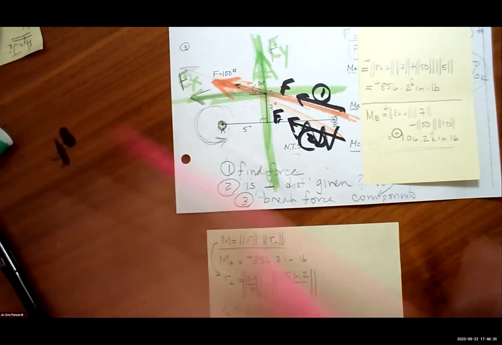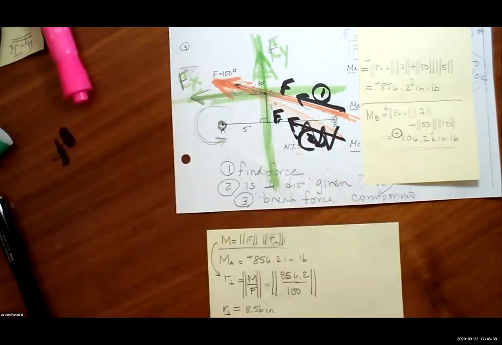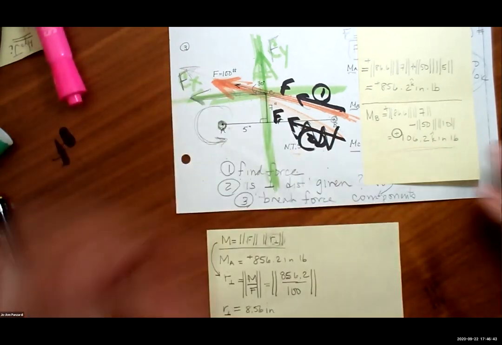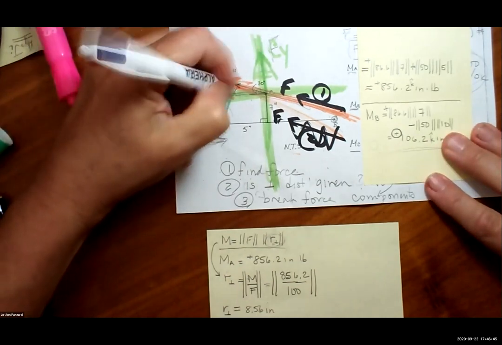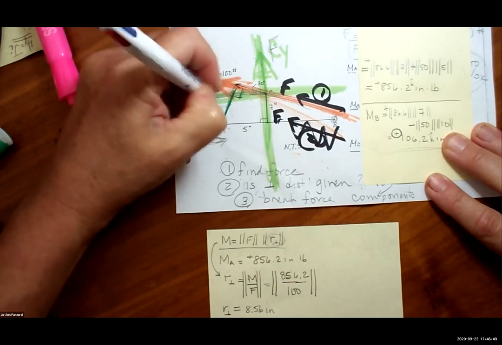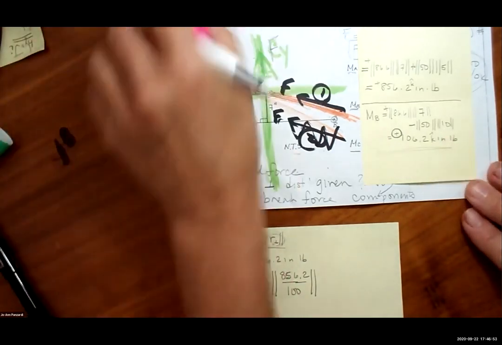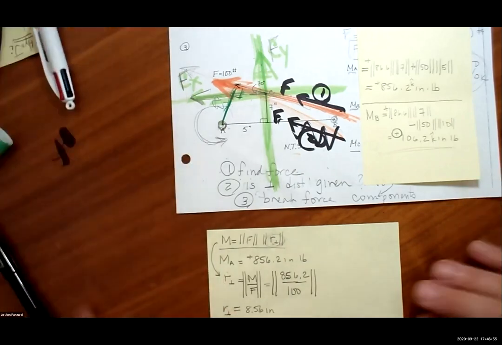So if I wanted to draw it, you could still see the picture, right? Let me get another pen. Here is my perpendicular distance, and it's 8.562. Everybody see that? I went backwards.